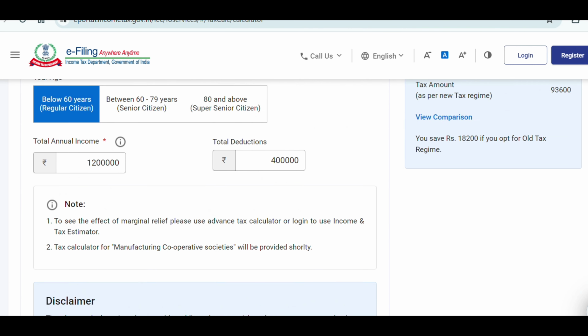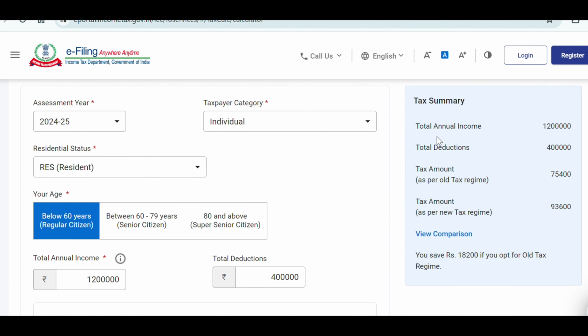There is no calculate button here, it's an automatic calculation. Here it is giving me the tax summary. You can find it on the right hand side, where it says the total annual income. Here the annual income refers to taxable income. The deductions which I said earlier, the interest on housing loan, 80C deductions, HRA, all included, are coming to 4 lakh rupees.